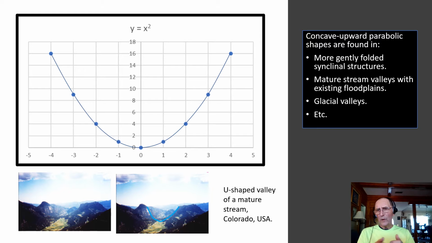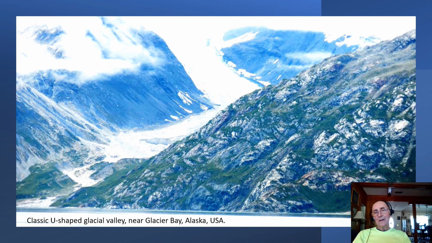Now, where in nature do we find these parabolic shapes? Well, in more gently folded synclinal structures, in mature stream valleys with existing floodplains, and in glacial valleys. I was able to take this picture. This is a classic U-shaped glacial valley near Glacier Bay, Alaska.